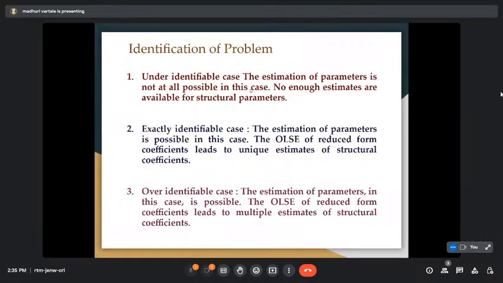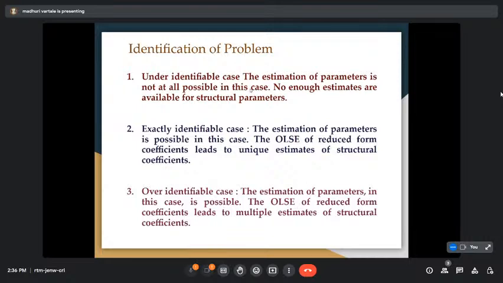Let us see how to identify the problem. So let us see identification of the problem. Under the unidentifiable case, the estimation of parameters is not at all possible. Not enough estimates are available for the structural parameters. In the exactly identifiable case, the estimation of parameters is possible, and OLS of reduced form coefficients leads to unique estimates of structural coefficients.